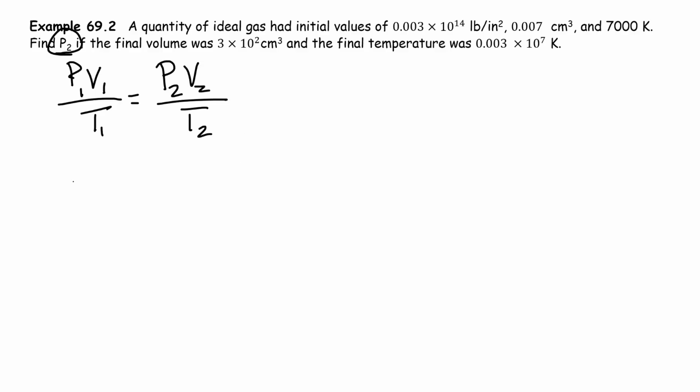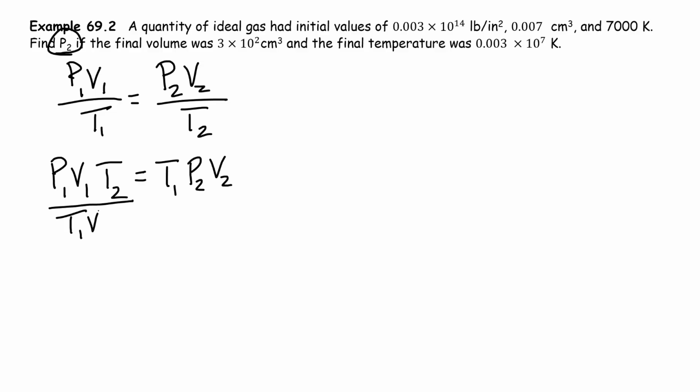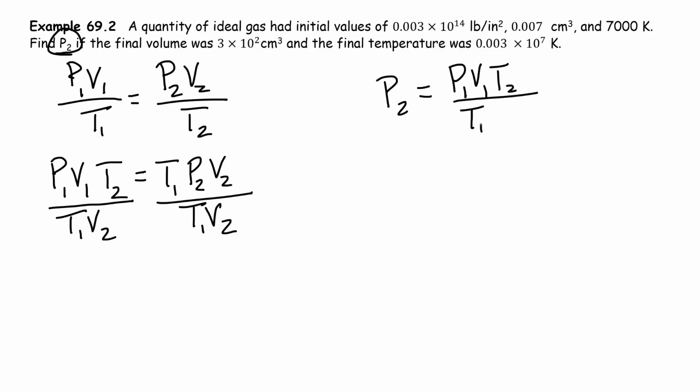So we need to solve for P2. We will cross multiply, and we'll have P1 V1 T2 is equal to T1 P2 V2. And to get P2 by itself, we need to divide both sides by T1 V2. And if we do that, we're going to have P2 is equal to P1 V1 T2 over T1 V2. So now we just need to plug in the values and figure out what we have.